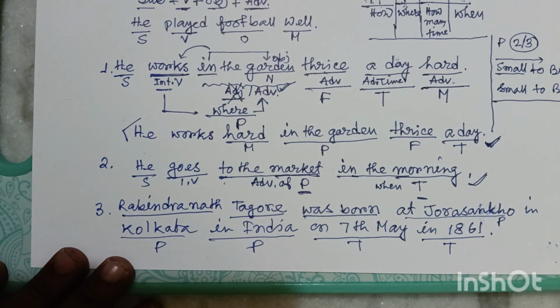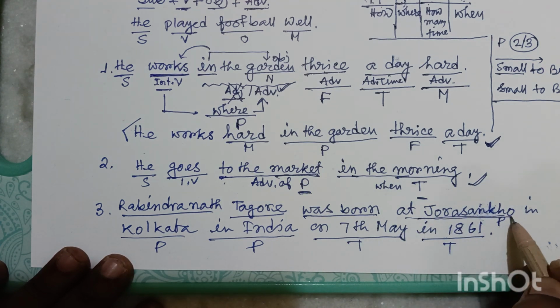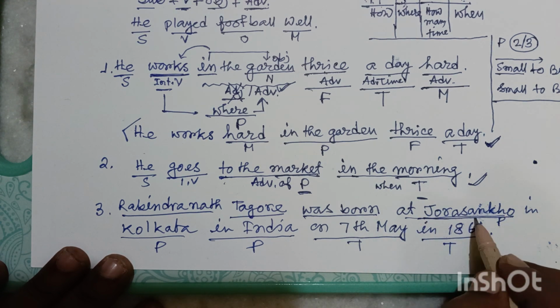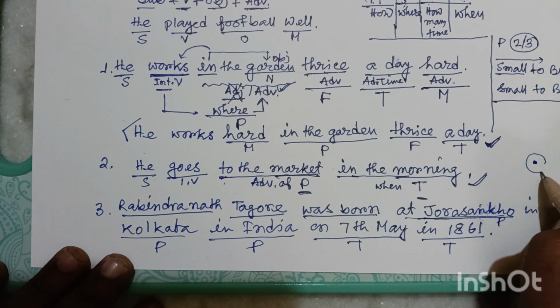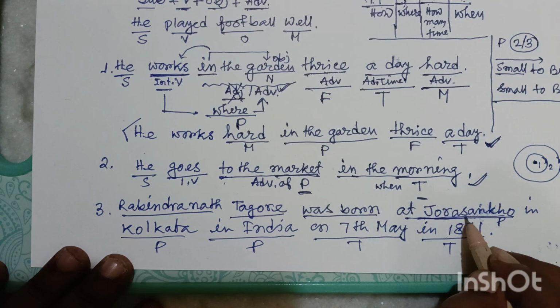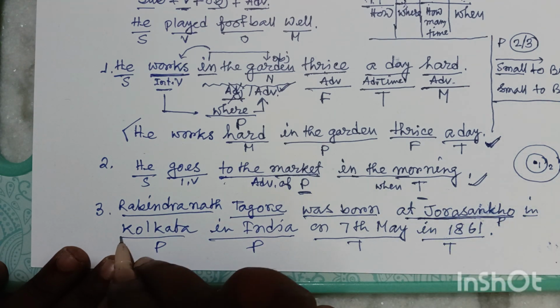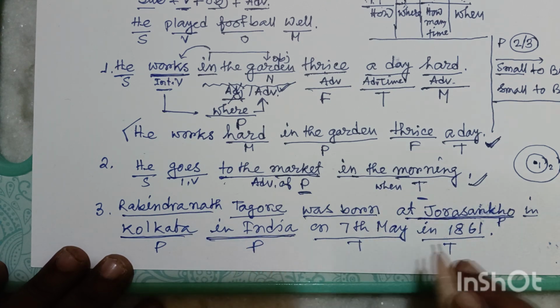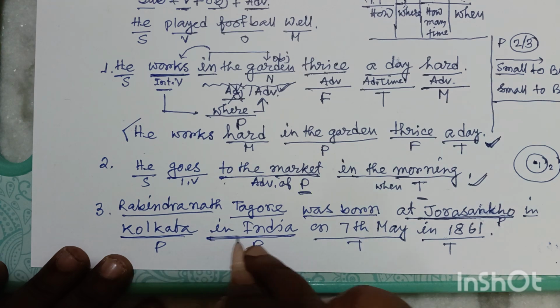In this situation, my dear friends, we have to follow the ascending order. That means from smaller to greater, from smaller to bigger. Jorasanko is a point. It's a very small area in Kolkata. Kolkata is a big city. So this point is 1, Kolkata is 2, and India is the entire country, it is 3. So first of all, that's why we have written at Jorasanko, in Kolkata, it's a big city, and in India, it's a big country. So from smaller to greater, we have arranged it.